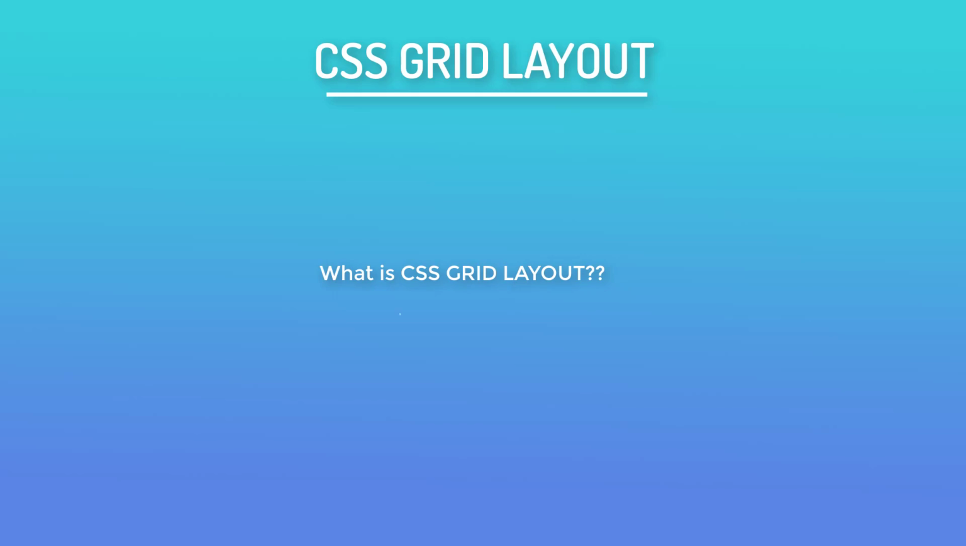CSS Grid Layout is a 2D grid system. It will completely change how we build our layout. Like tables, it gives you columns and rows to work with. It will divide your page into regions.